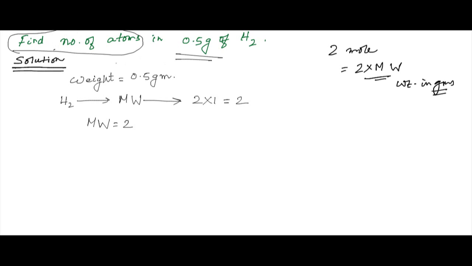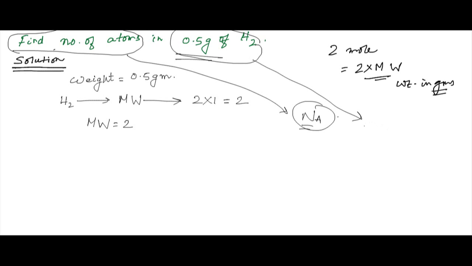So if I have to find out the number of atoms, that means a concept of Na, or Avogadro's number, will come. So from 0.5 gram I will go first to mole, how many number of moles, then to Avogadro's number.